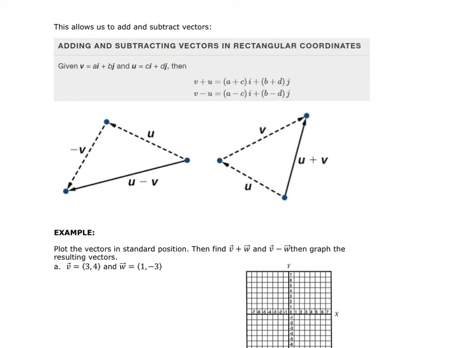Now, usually what we do is consider this tip to tail. Suppose I start out with my u vector. Here's my u vector. I'm going to do the opposite of my v vector, so it's going to go in this direction, and this is the resulting vector. If I'm doing the addition, I'm going to start out with my u vector, and add my v vector, tip to tail. Oh, that should be in red. My v vector, tip to tail, and this is my resulting vector.